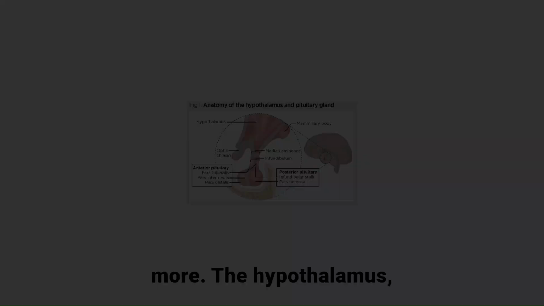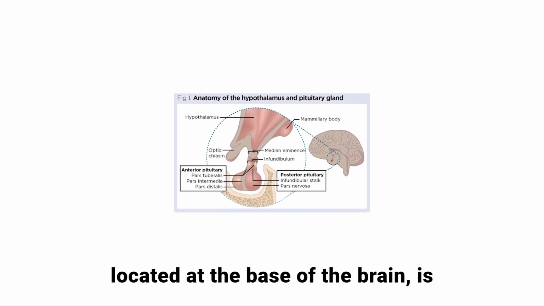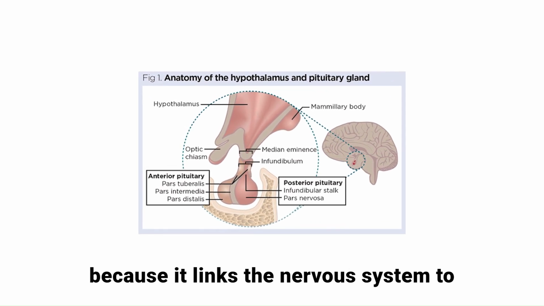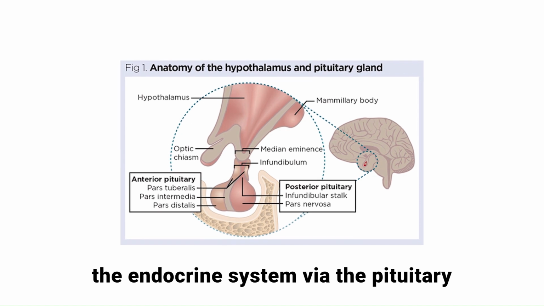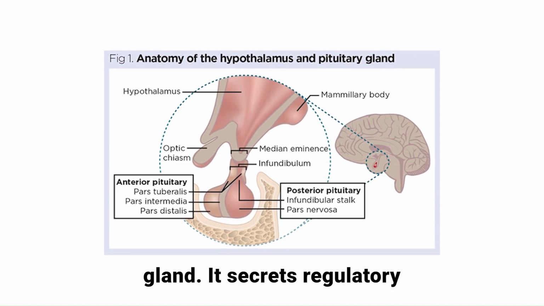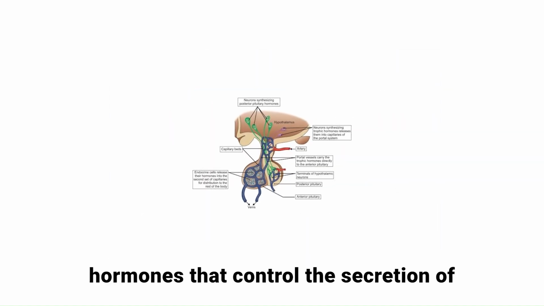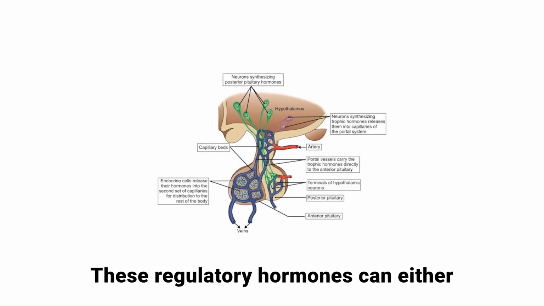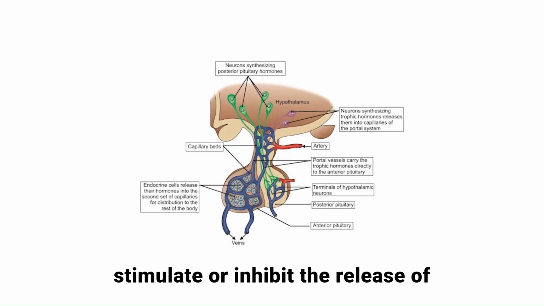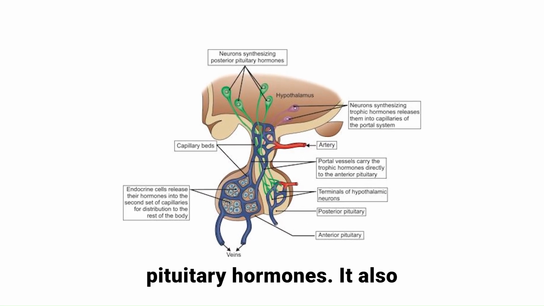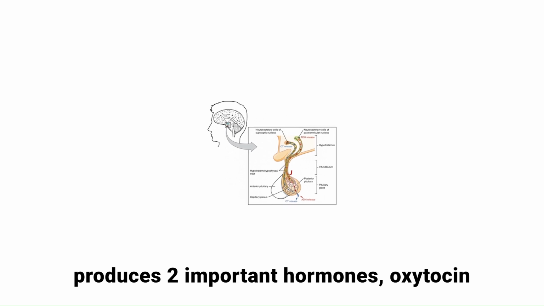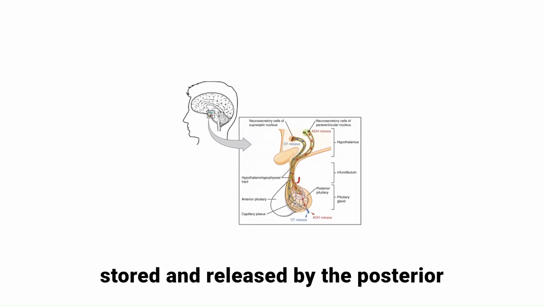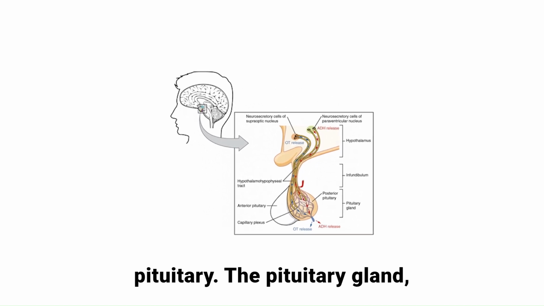mood, and more. The hypothalamus, located at the base of the brain, is often considered the master coordinator because it links the nervous system to the endocrine system via the pituitary gland. It secretes regulatory hormones that control the secretion of hormones from the pituitary gland. These regulatory hormones can either stimulate or inhibit the release of pituitary hormones. It also produces two important hormones, oxytocin and antidiuretic hormone, which are stored and released by the posterior pituitary.